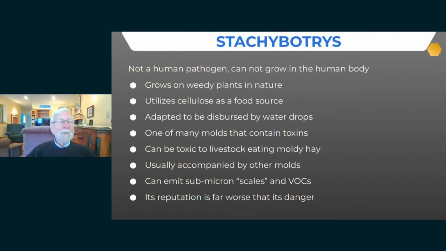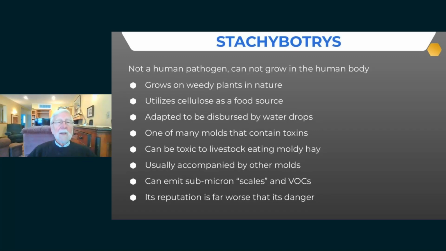Okay, let's get right down to it. Stachybotrys. Everybody wants to know about Stachybotrys, the black mold, the black toxic mold, the black killer mold. It is not a human pathogen. It cannot grow in the human body. It does not tolerate the temperatures within the human body, and it does not do well in overcoming the immune system. It just doesn't grow in there. So it is not a disease.